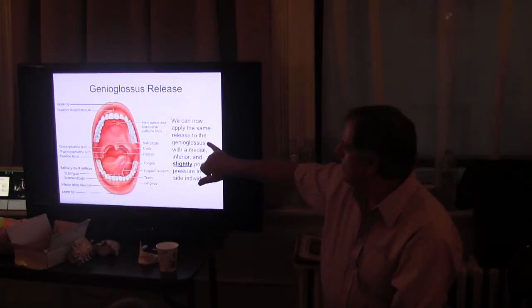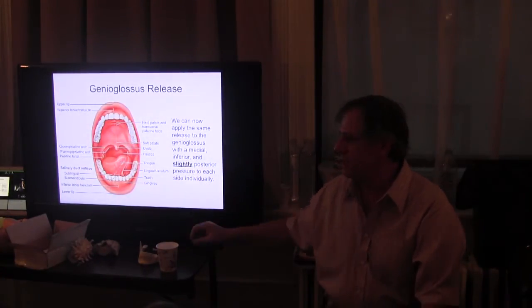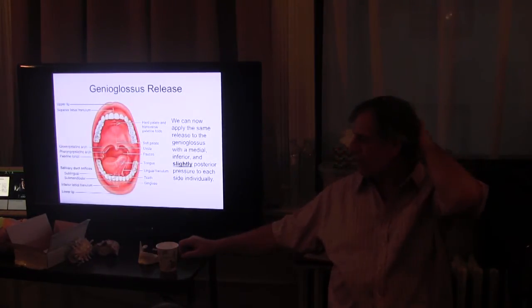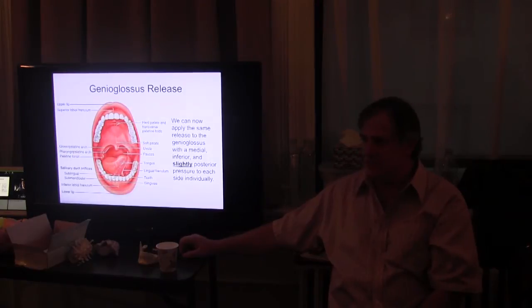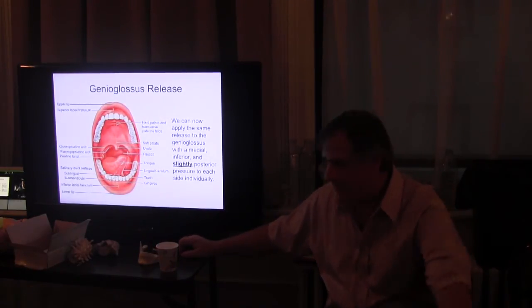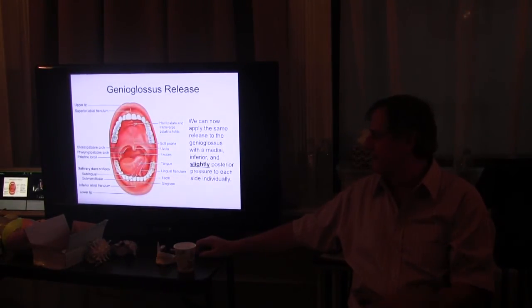So now I'm going to do the same thing. I'm going to be medial and inferior, and I'm always going slightly posterior. I want to get as far as I can. And I'm using pressure against the side of the tongue. I'm not reaming. My osteopathic reaming technique, not doing that. It's more a placement and a push.